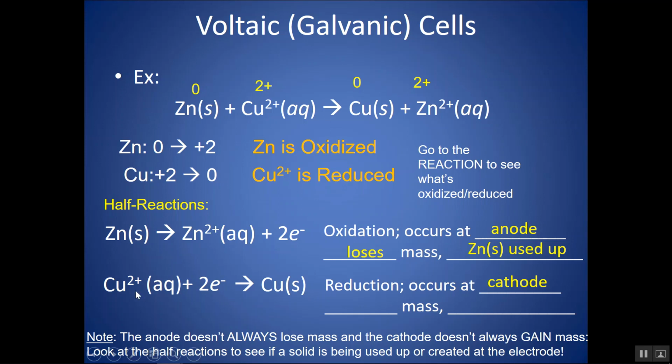And if I look at what's happening over time, Cu2+ would be coming out of solution and turning into Cu solid at the cathode. So over time, this cathode is going to start gaining mass because you are making a solid at that site.